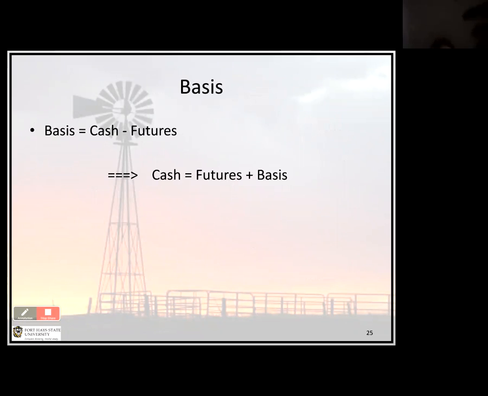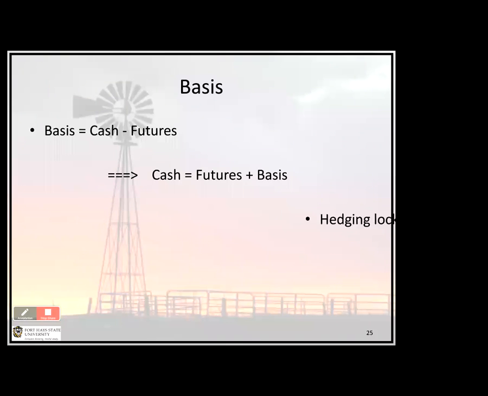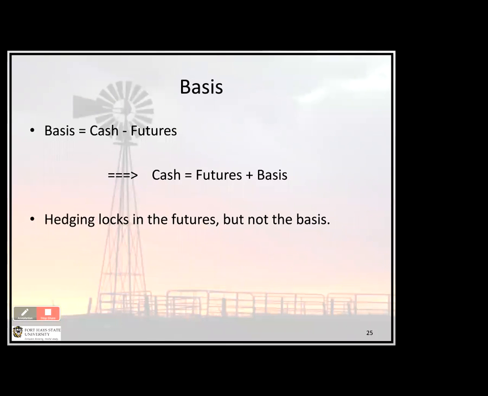So you can rearrange this. Cash equals futures plus basis. If we solve for cash, you add futures to both sides, you get cash equals futures plus basis. So I just solved for cash in that top equation. So cash price is a function of futures and basis. What hedging does is lock in futures, but not the basis.